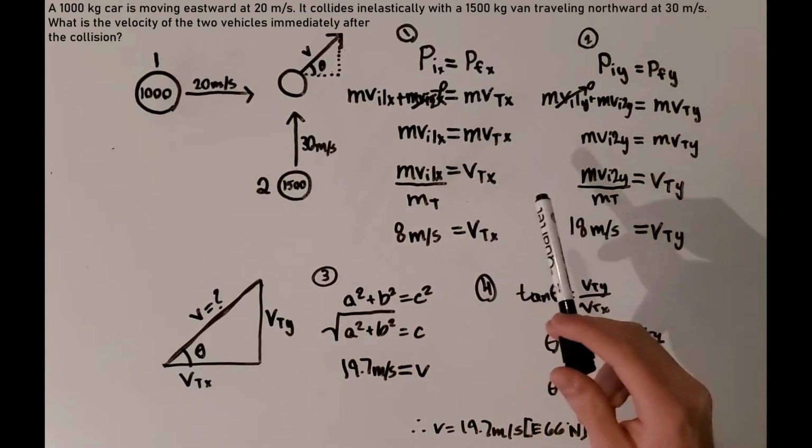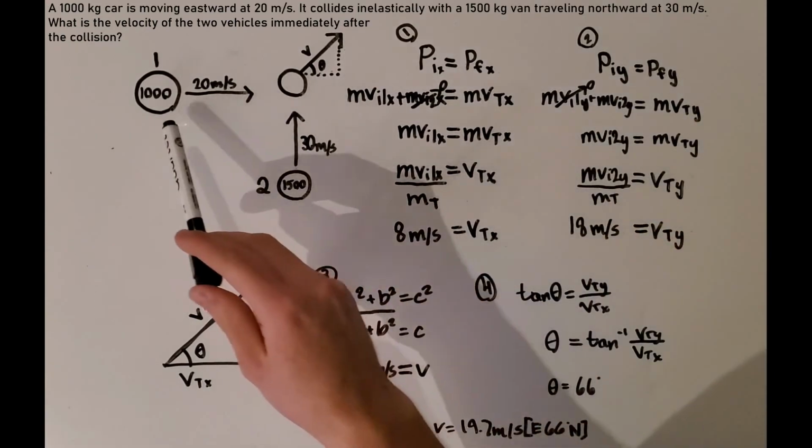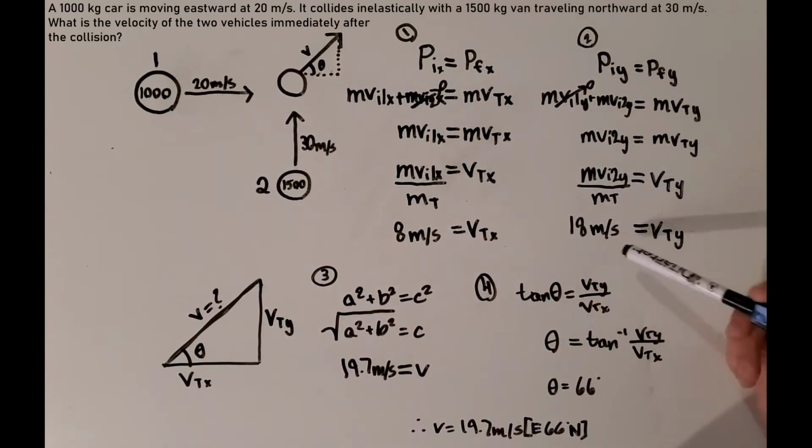Now we repeat those steps for the y direction. We cancel out the first car because it does not have any velocity in the y direction. We rearrange for velocity total in the y, and we get 18 meters per second.